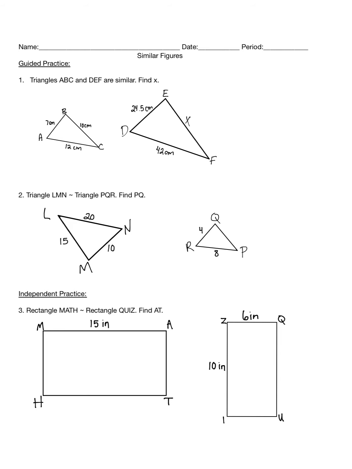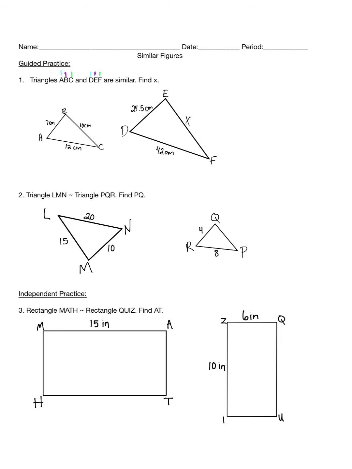Find x. All right, well, if A is the first angle that we're reading when we read A, B, C, that means D is the first one that we're reading on D, E, F, okay? So A is to D. So let's just color coordinate these here. A is to D. B is to E. And C is to F, okay?